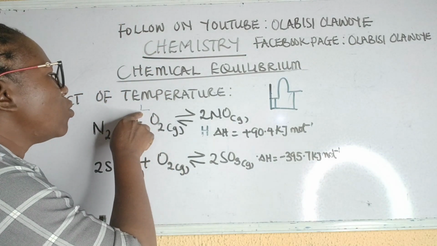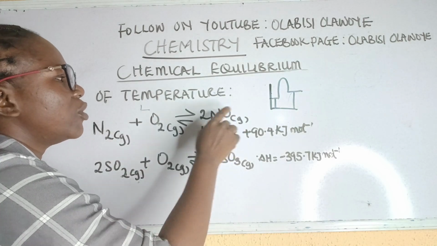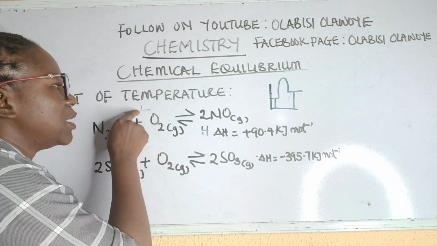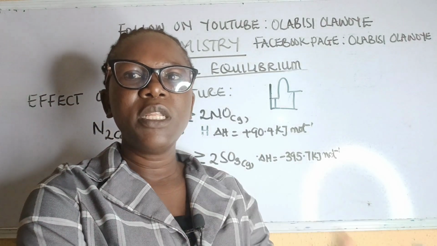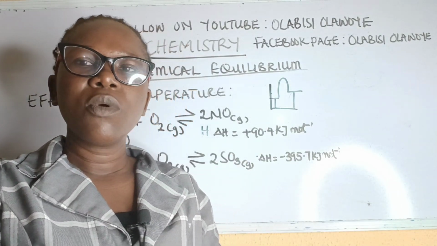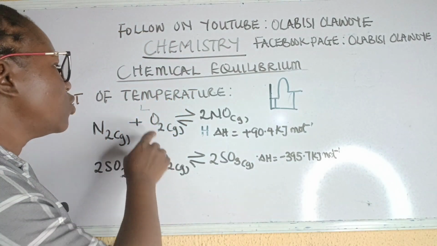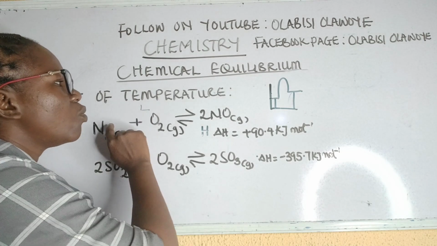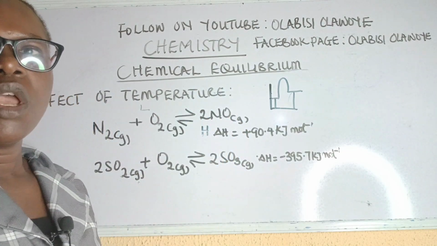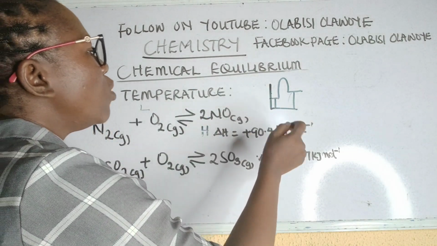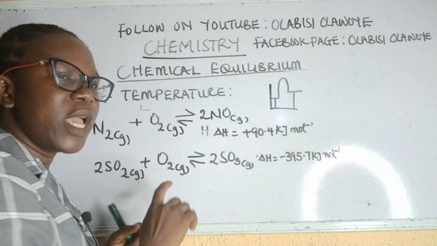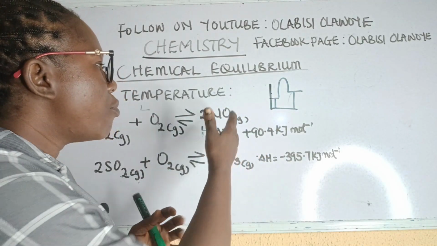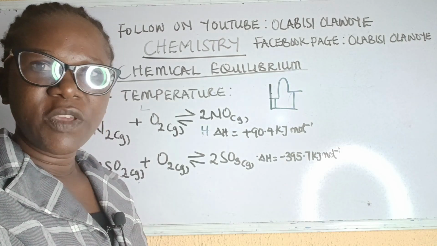Then the side that needs low temperature to be favored is the forward reaction. That is low temperature for product formation, because forward reaction definitely leads to the formation of product, while backward reaction will lead to the formation of reactant. So you look at this low temperature, which is needed for forward reaction. So equilibrium is shifting to where? Equilibrium is shifting to the right, and forward reaction is favored, and more products are formed. That is the effect of increasing temperature.